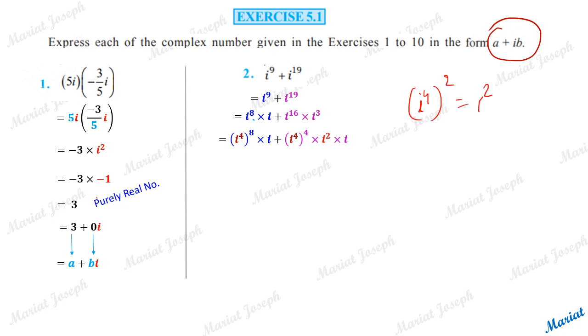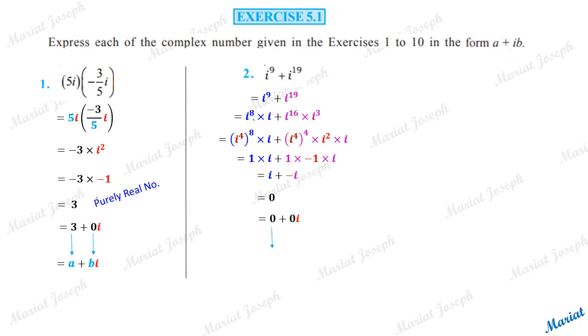Therefore, 1 square. So here it will be 1 into i plus. This will also be 1 because that is 1 raised to the power 4 into i cube. Give i square value also. i square value is minus 1. So i square into i, that is minus i. So the first term i raised to 9 goes to plus i and the other one goes to minus i. So the answer is 0. This is it.